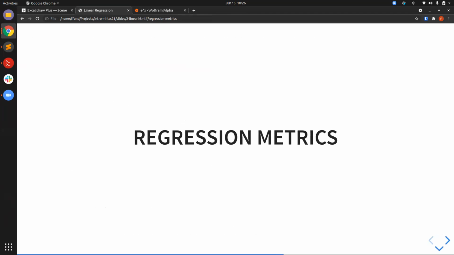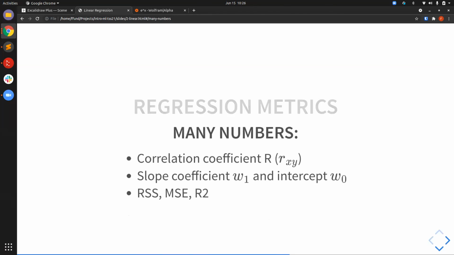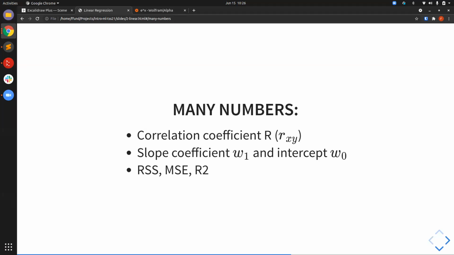All right, so we've just introduced a bunch of complicated numbers. We have the correlation coefficient R, RSS, mean squared error, R squared, our slope coefficient, and our intercept. I'm going to ask some questions. Which of these numbers depend only on the data, and which depend on the model also? So which are characteristics of the data, and which depend on the model? I'm also going to ask which of these tell us something about the goodness of our model?